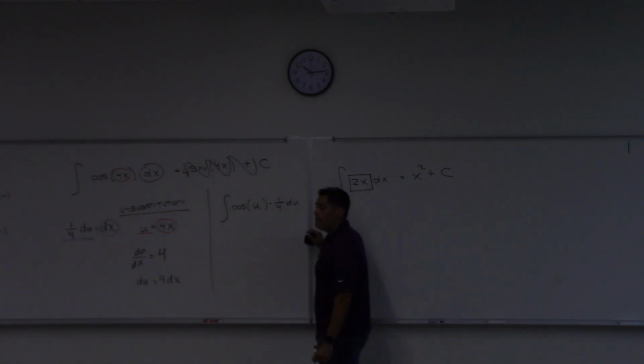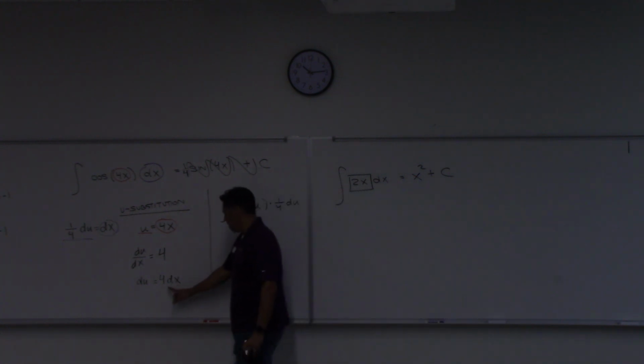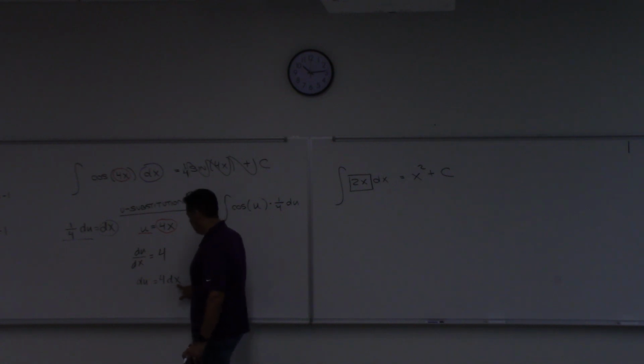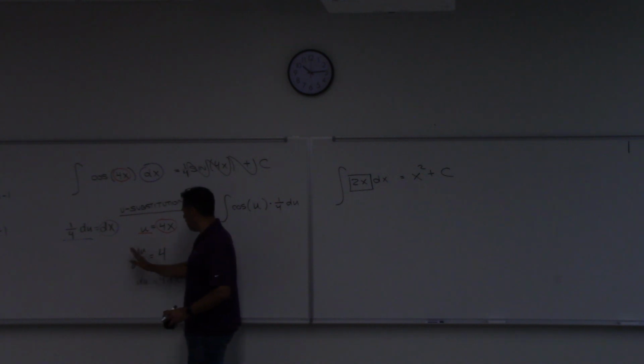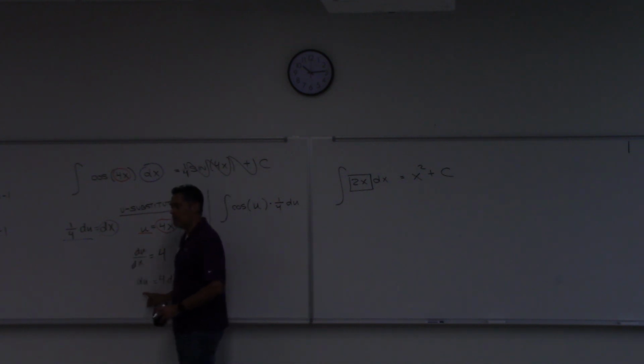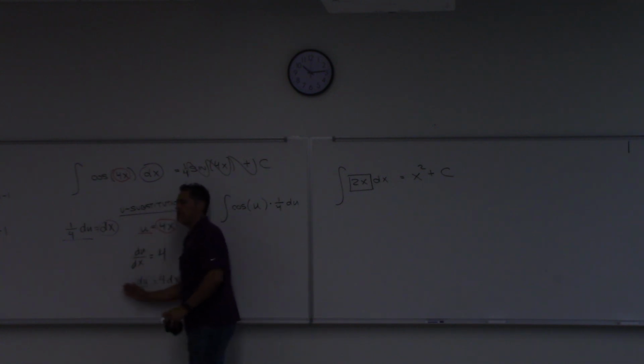Why is it they did 1/4 du and not...? I was trying to solve for dx. So I divided both sides by 4, which is the same as multiplying by 1/4. I'm trying to isolate dx, right? Trying to get that by itself. So I divide both sides by 4. I'm not going to write it like this. I'm going to write it with a number out front.